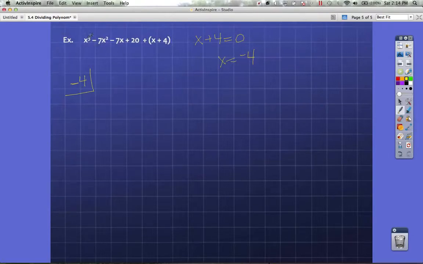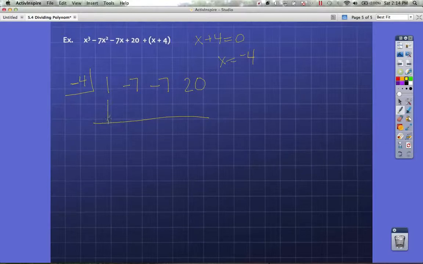Well, the coefficient of my x cubed is 1. Then it goes 3, 2, 1, and 0, so we don't have to put any placeholders. The next one is a -7. The next one is a -7. And the last one is 20. Alright?